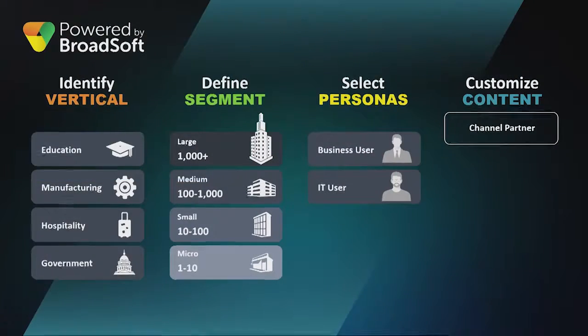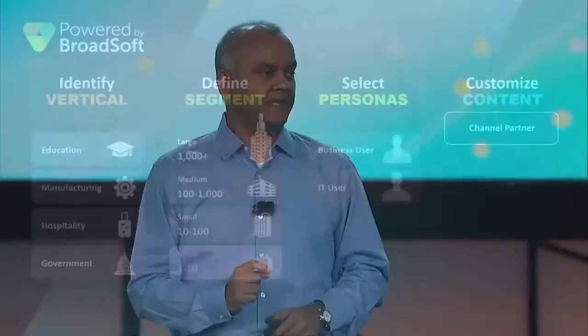The next stage in the process is to actually customize the content. We provide, as part of the Powered by BroadSoft program, several out-of-the-box campaigns, but we customize it specific to the channel partner. Here what we're doing is customizing it based on your brand, your positioning, and your messaging. After we've customized it, we run the campaign. Here BroadSoft could either run the campaign for you, or in a lot of cases, we run it in conjunction with the channel partner in a collaborative manner.